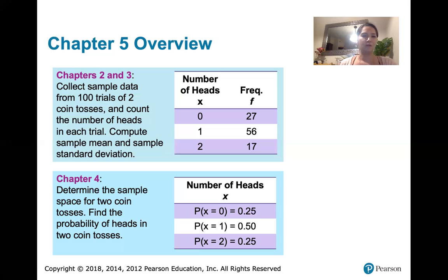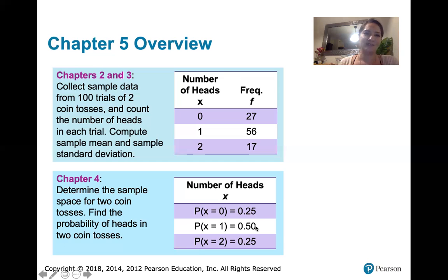So you could have heads and then heads, you could have heads and then tails, you could have tails and then heads, or you could have tails and then tails. And then we thought about what the probability of heads would be in 2 coin tosses for all the possible outcomes for the numbers of heads. So you could have 0 heads or 1 head or 2 heads. And we took the number of ways that you could get 1 head and then divided by the total number of outcomes. So there were 2 out of 4. And so that probability is 0.5.